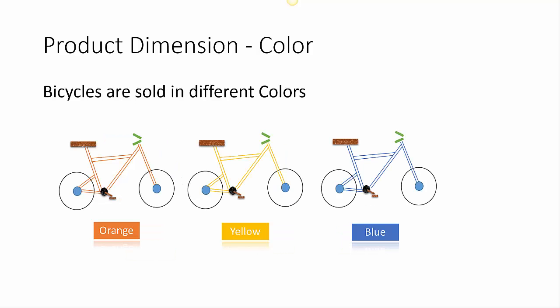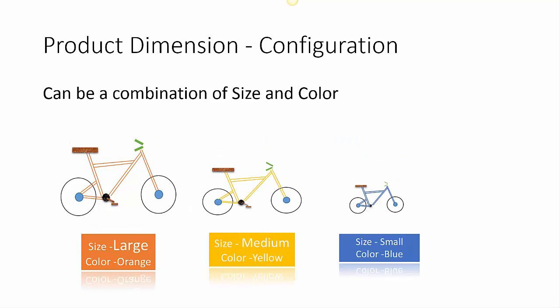Product dimension color can be used if the product is sold in different colors. For example, bicycles are sold in three different colors: orange, yellow, and blue. Product dimension configuration can be the combination of size and color. For example, bicycles are sold in three different configurations: large size with orange color, medium size with yellow color, and small size with blue color. Let us review the product demonstration for the same.